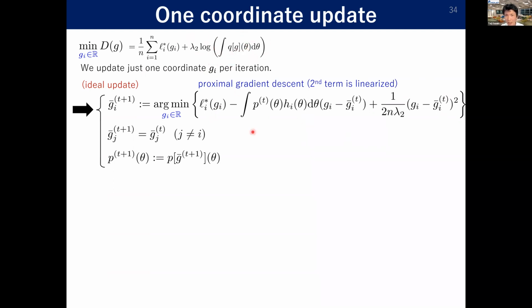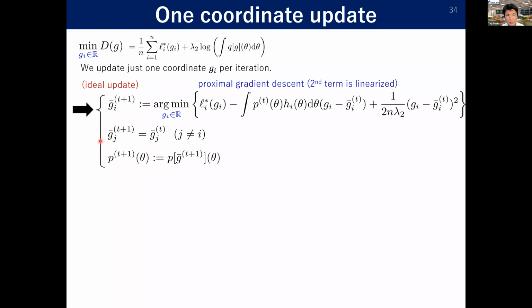This can be upper bounded by this quadratic function with respect to the coordinate GI. So yeah, we can show this upper bound. Then we optimize this objective function with respect to the i-th coordinate GI. This is a one-dimensional optimization problem, so it is easy to obtain the optimal solution. Then other coordinates are fixed.